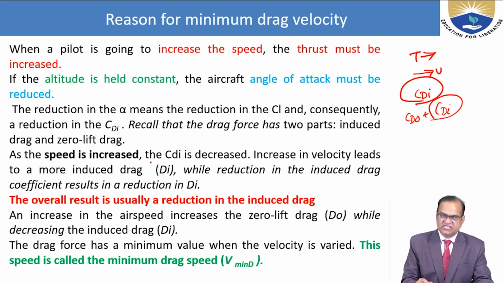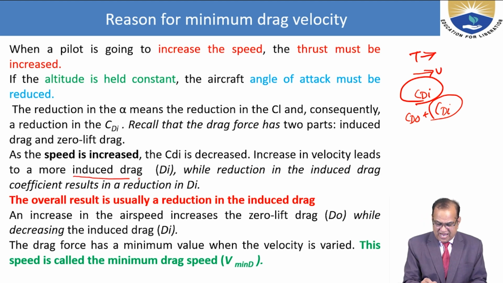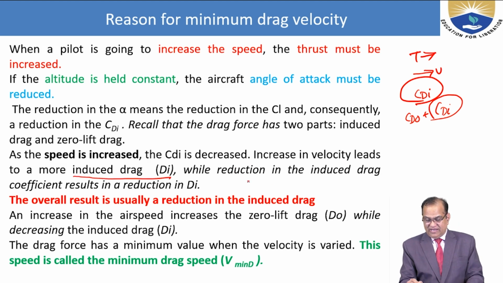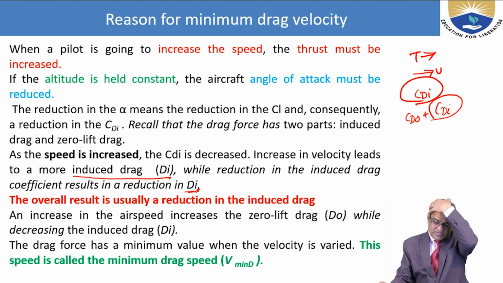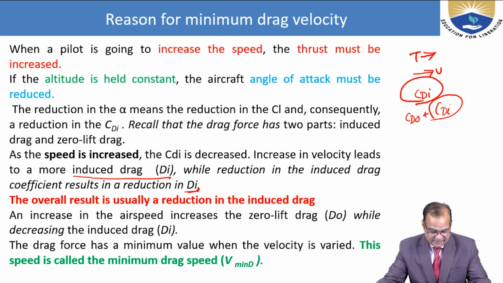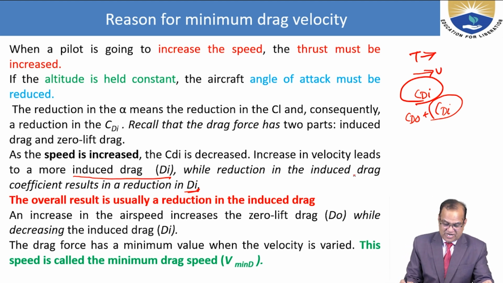As the speed is increased, the CDI is decreased. Increase in velocity leads to more induced drag, DI, while a reduction in the induced drag coefficient results in a reduction in the DI. So if you increase the velocity, more induced drag will be produced, while a reduction in the induced drag coefficient results in a reduction in the induced drag.